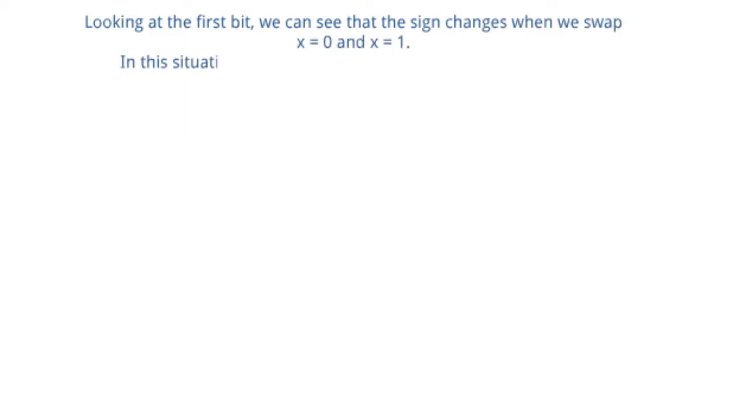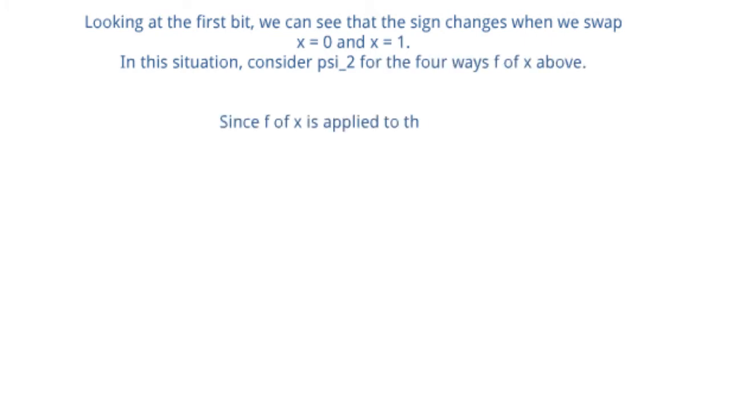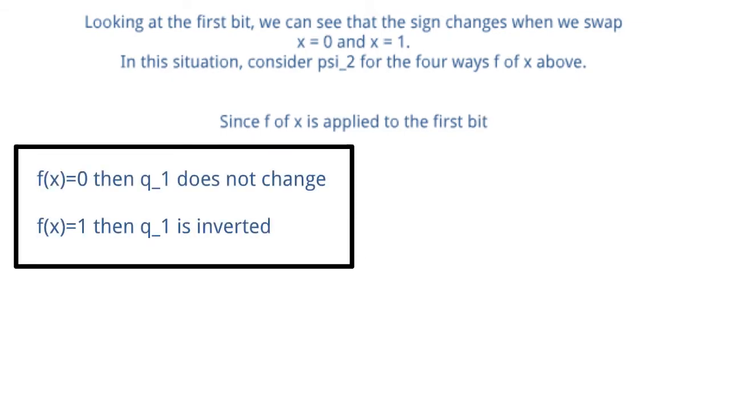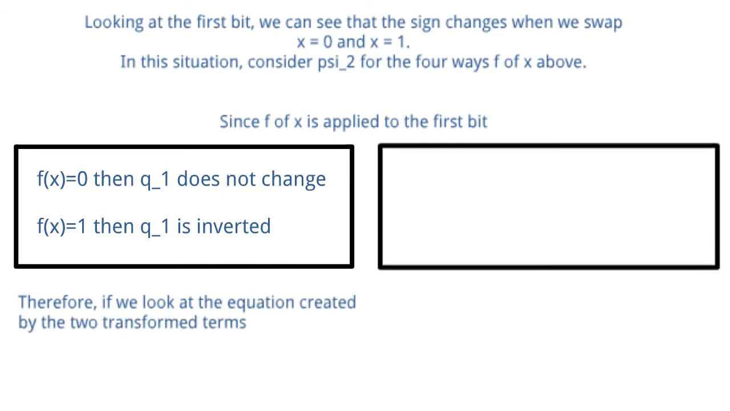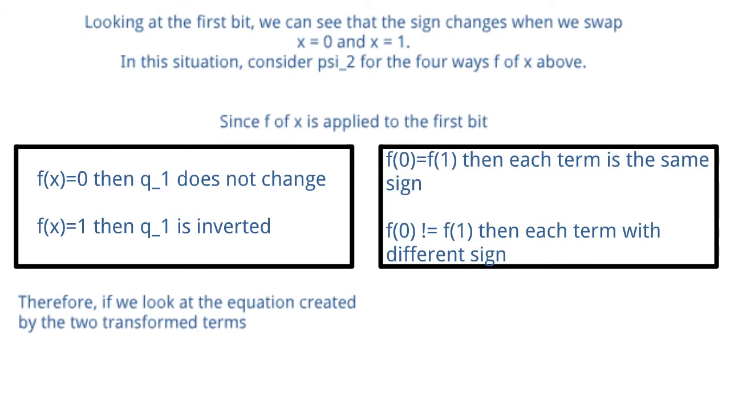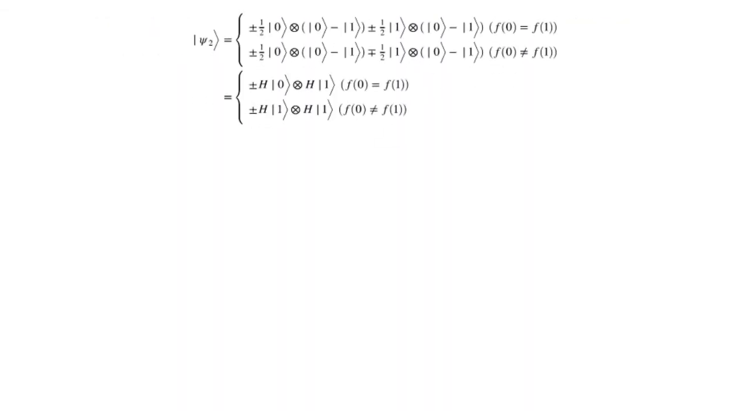Looking at the first bit, we can see that the sign changes when we swap x equals 0 and x equals 1. In this situation, consider psi_2 for the 4 ways f(x) above. Since f(x) is applied to the first bit, if f(x) equals 0, then Q1 does not change. If f(x) equals 1, then Q1 is inverted. Therefore, if we look at the equation created by the two transformed terms, if f(0) equals f(1), then each term has the same sign. If f(0) does not equal f(1), then each term has a different sign. From this, psi_2 equals this equation.